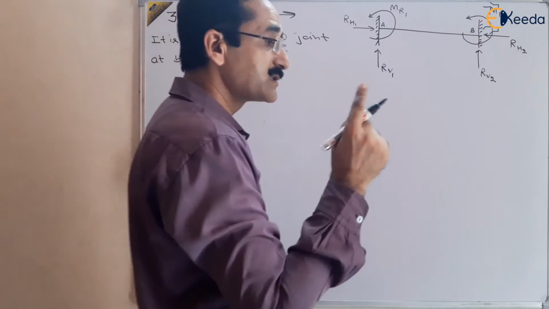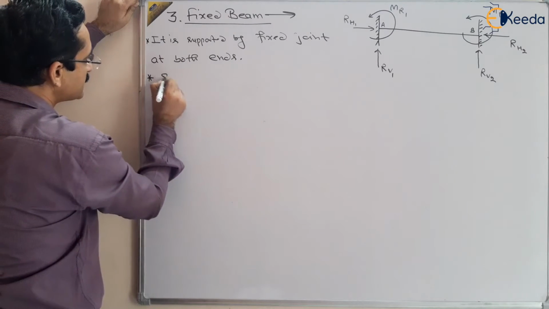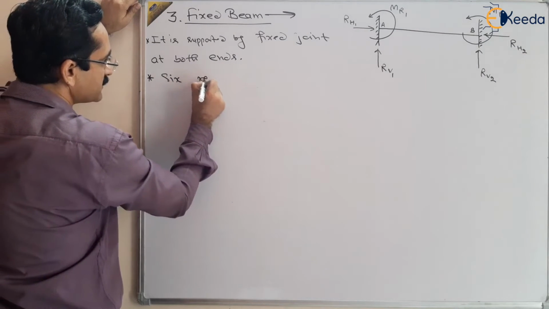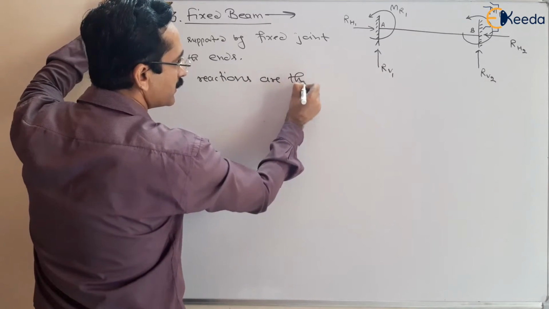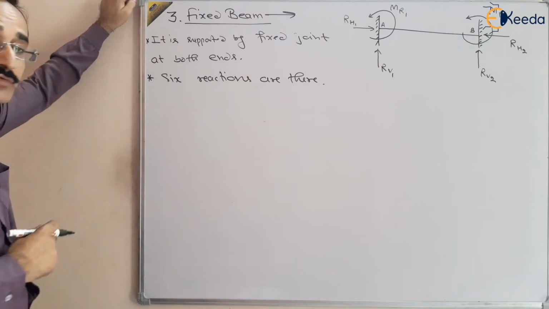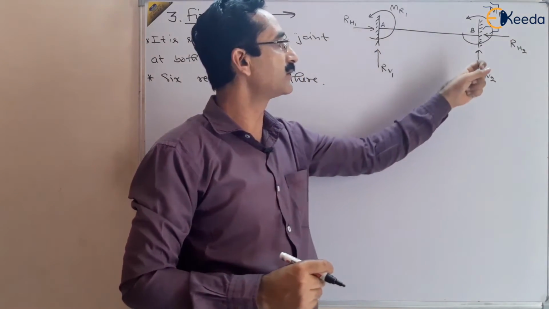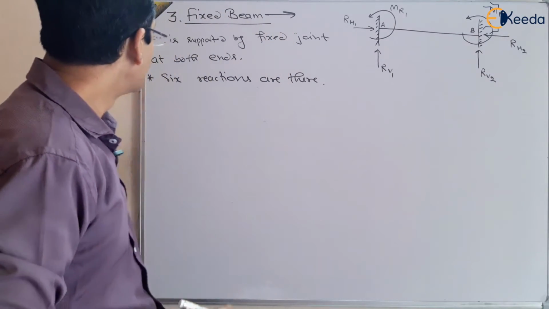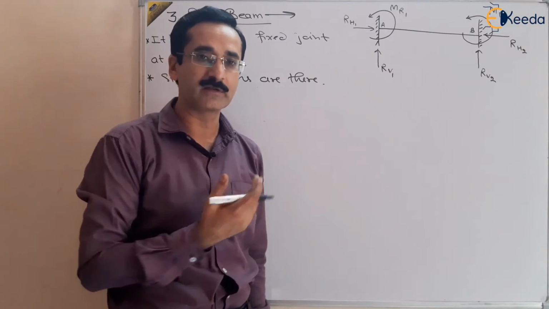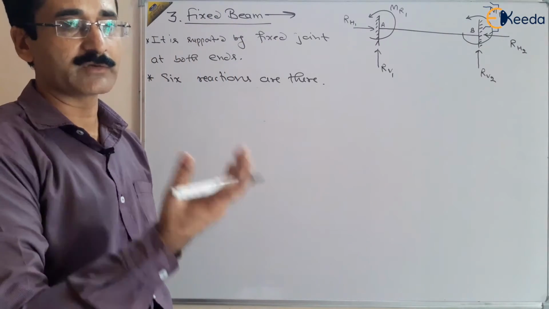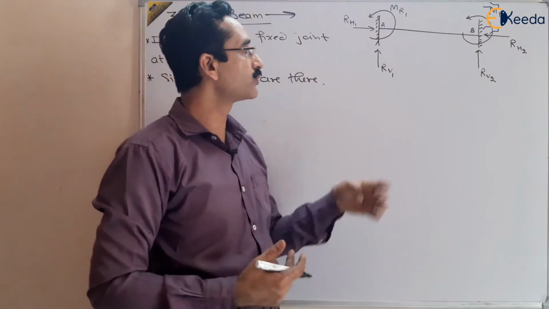It means how many reactions are there? 6 reactions or unknowns are there in this beam. In this beam, we have to solve these 6 reactions, 3 at point A and 3 at point B, right? If it is 6, it is more than 3, because we have only 3 equations to solve. So we have to apply some other technique to solve these reactions.